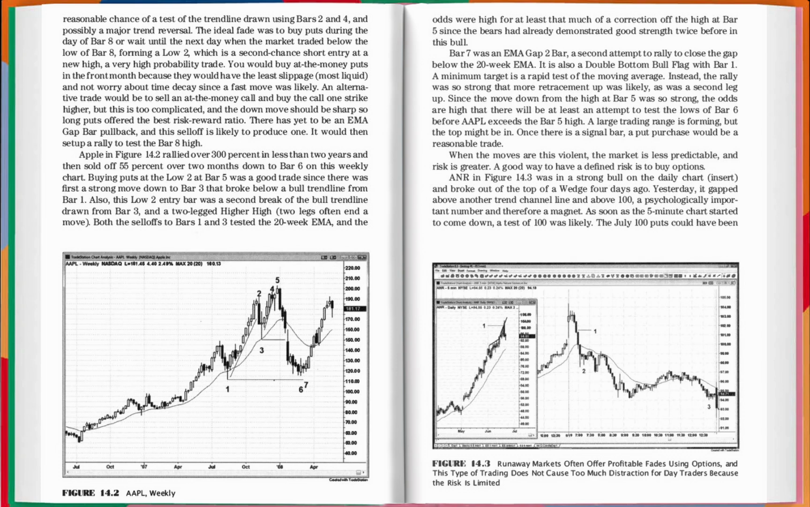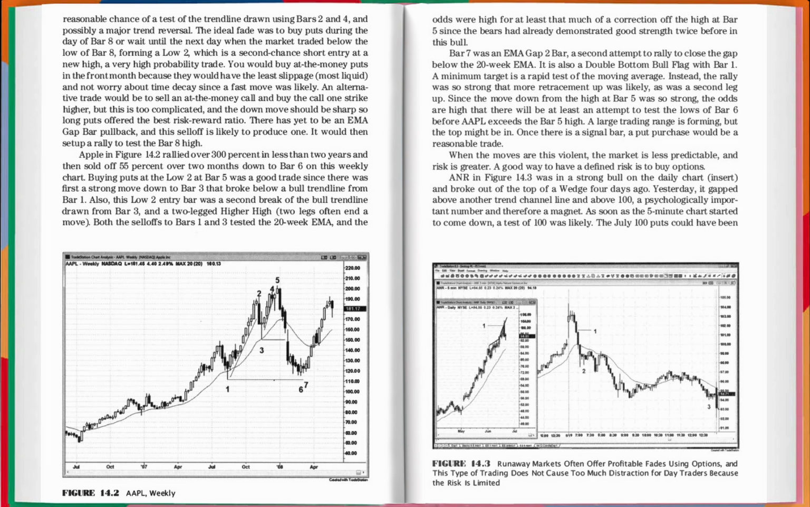Both the sell-offs to bars 1 and 3 tested the 20-week EMA, and the odds were high for at least that much of a correction off the high at bar 5, since the bears had already demonstrated good strength twice before in this bull. Bar 7 was an EMA gap 2 bar, a second attempt to rally to close the gap below the 20-week EMA. It is also a double bottom bull flag with bar L. A minimum target is a rapid test of the moving average. Instead, the rally was so strong that more retracement up was likely, as was a second leg up.